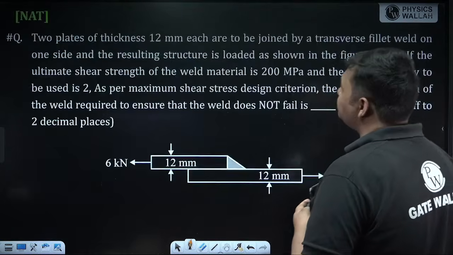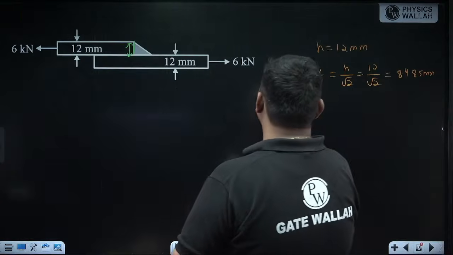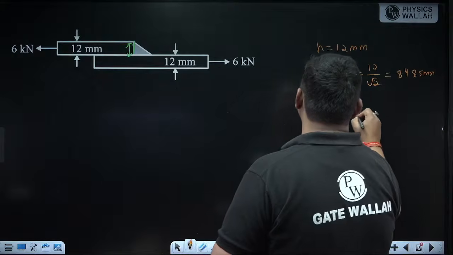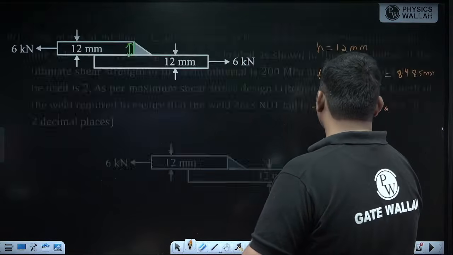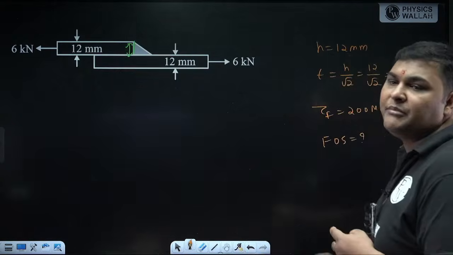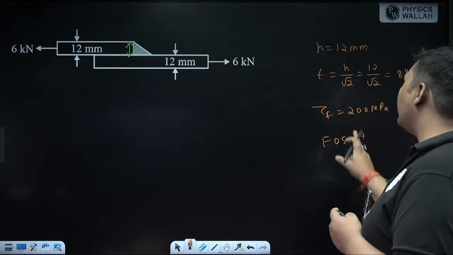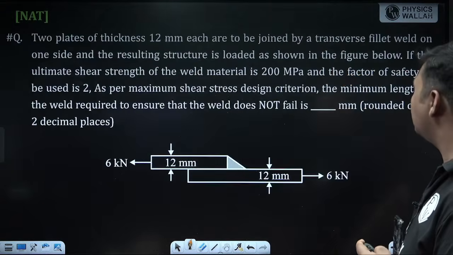Okay, good. Now the shear strength of the weld material is given. It is 200 megapascal. Suppose that I am denoting it as tau. Directly shear strength is given. Factor of safety is 2. The examiner is saying use shear stress criteria, which means we have to calculate maximum shear stress. Even if that is not written and shear strength is given, we will always calculate maximum shear stress.